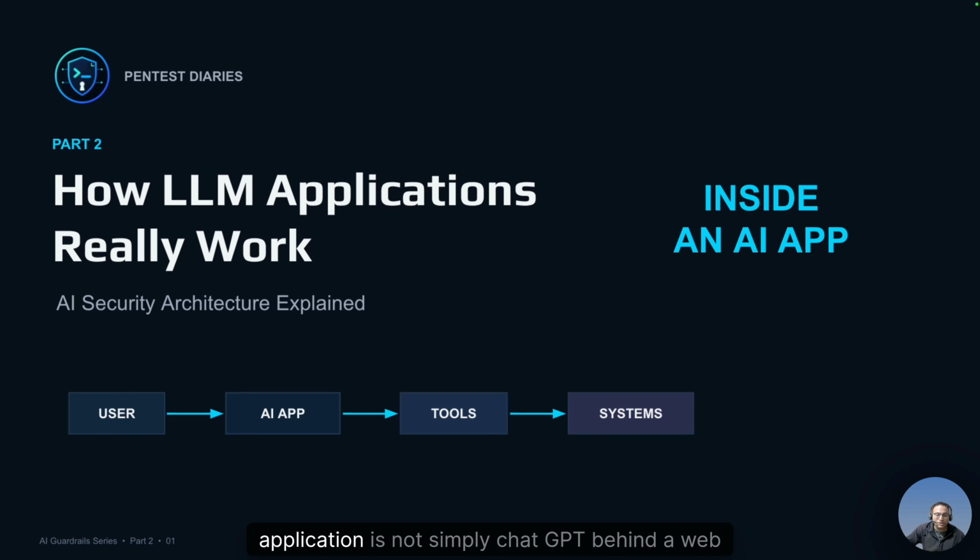Because an enterprise application is not simply ChatGPT behind a web page. There are multiple components behind that interface: authentication, databases, memory, retrieval systems, agents, APIs, tools, and the entire enterprise environment itself. So in this part, we will go inside an AI application and look at how these systems actually work from a security architecture perspective. Once we understand the architecture, the attack surface becomes much easier to see.